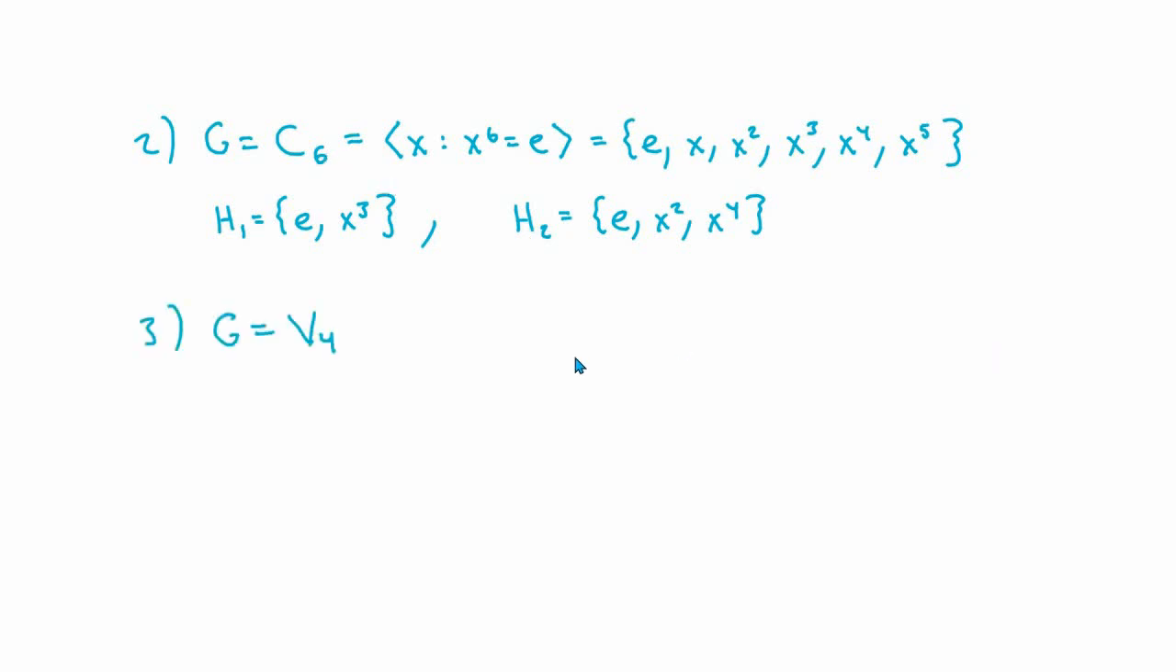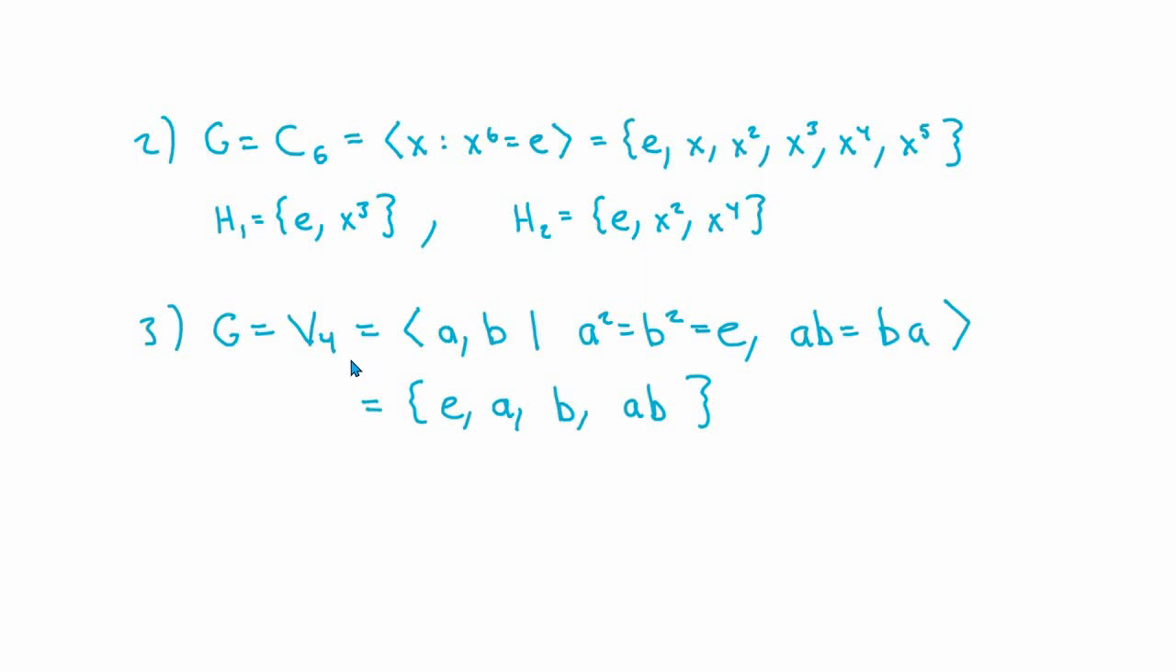Next, let's take the group G equals the Klein 4 group, which we'll assume is given to us with the presentation having generators A and B and relations A squared equals B squared equals identity and AB equals BA. If you can't remember what this means or how this group is defined, you can see our video on groups of orders 4 through 8. But when you work it out, this turns out to be a group of order 4, whose elements are the identity, A, B, and AB. And all of these elements have the property that when you square them, you get the identity. So what are some subgroups of this group?